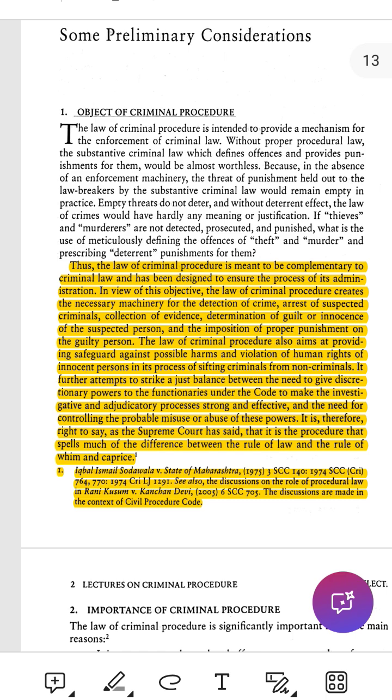3. Protection of innocent people. Criminal procedure also makes sure that innocent people are protected during the investigation. It tries to prevent any harm to those who did nothing wrong.